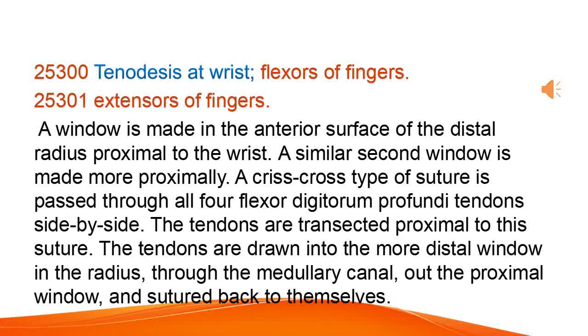Tenodesis at wrist, flexors of fingers, extensors of fingers. A window is made in the anterior surface of the distal radius proximal to the wrist. A similar second window is made more proximally. A crisscross type of suture is passed through all four flexor digitorum profundi tendons side by side. The tendons are transected proximal to this suture. The tendons are drawn into the more distal window in the radius, through the medullary canal, out the proximal window, and sutured back to themselves.